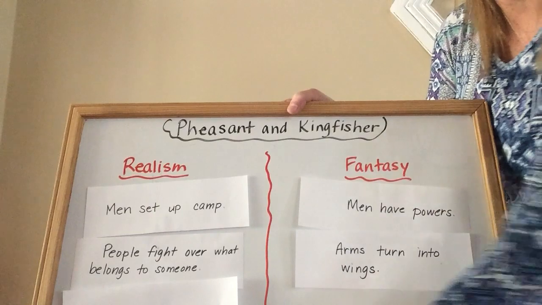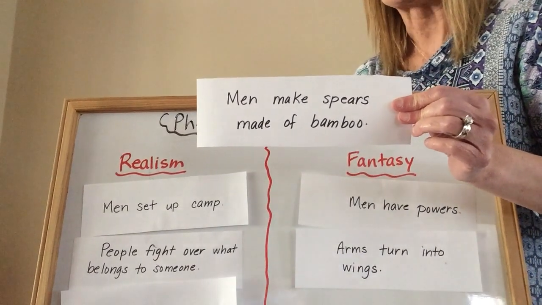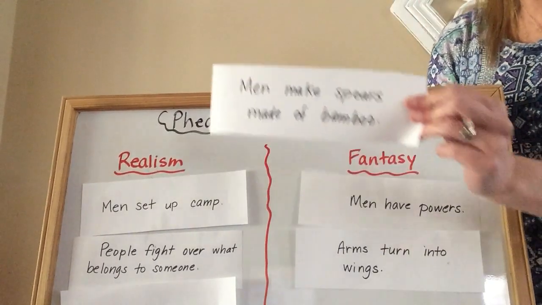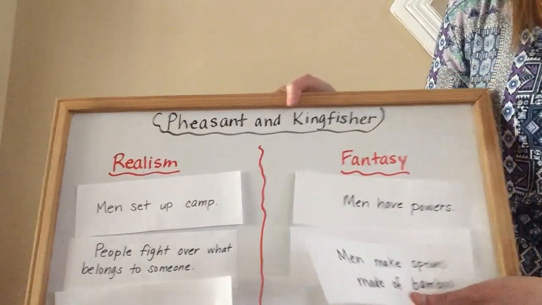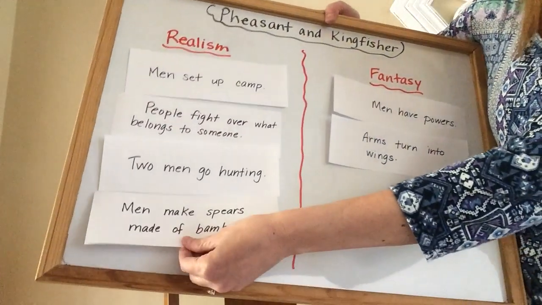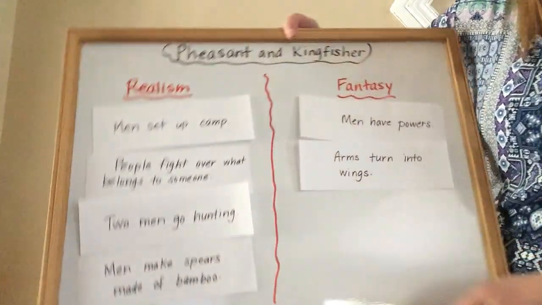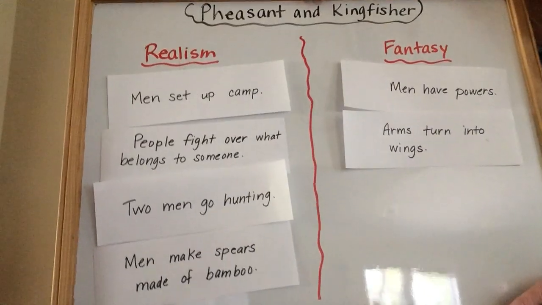Let's see here. Men make spears made of bamboo. Could you make a spear made of bamboo? That's a type of grass. Could you do that? Yeah. They did it right in the story, didn't they? They made it into spears. Okay, so there we go. I'll hold it up so you can see it a little bit better.